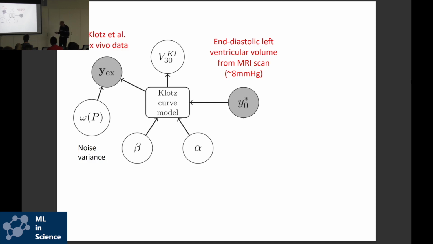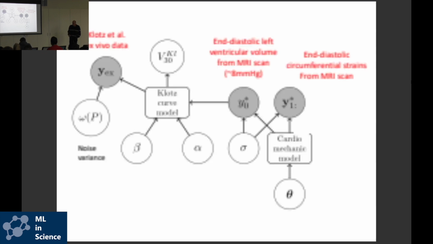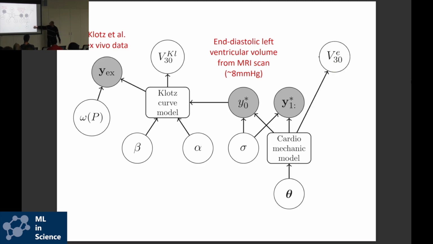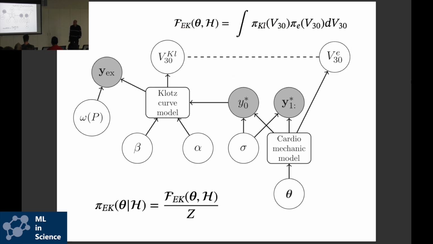30 millimeter mercury. We can then use our original cardiomechanic model, which is trained on the volume of the left ventricle, as well as the 24 circumferential strains. And then once it has been trained, once we know the parameters, it can also be used to predict the volume at 30 millimeter mercury. So we've got two different predictions of the volume at 30 millimeter mercury. They should be the same. We want to penalize any discrepancy between them.